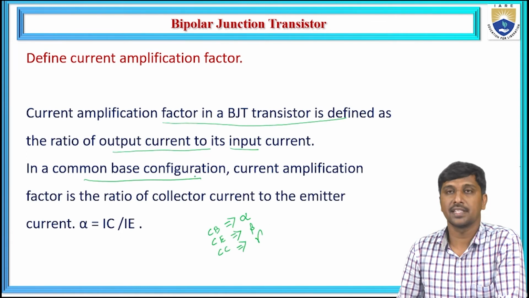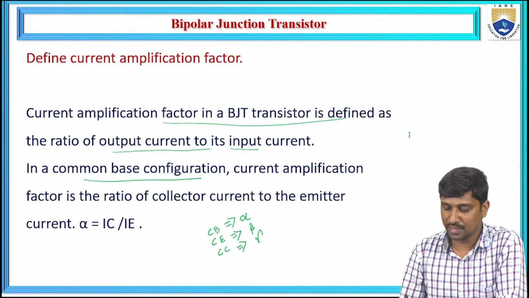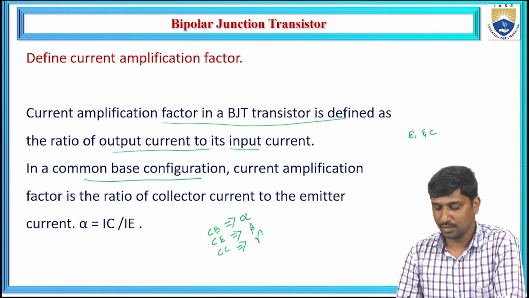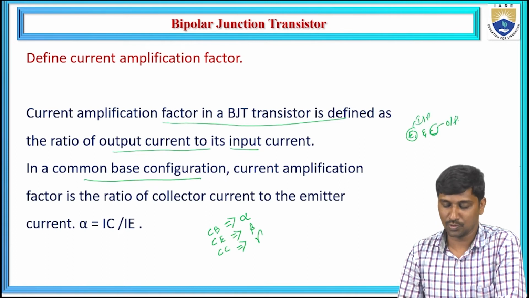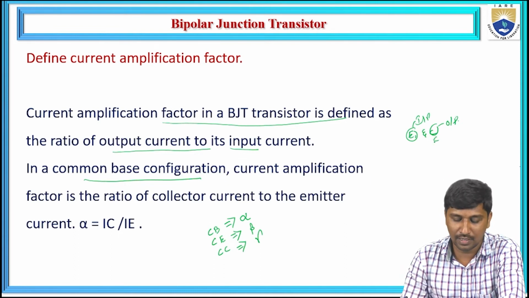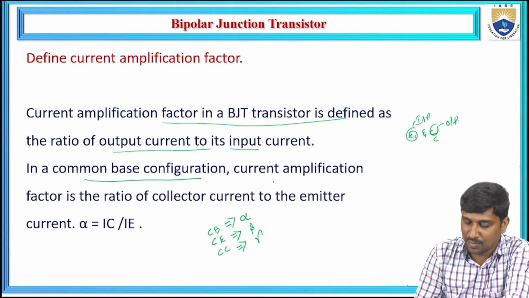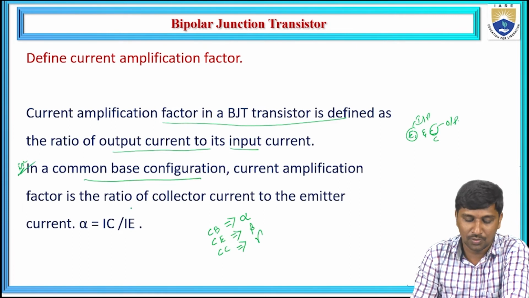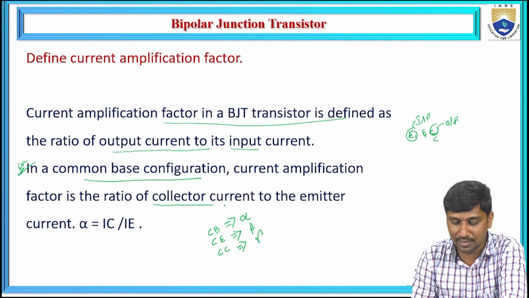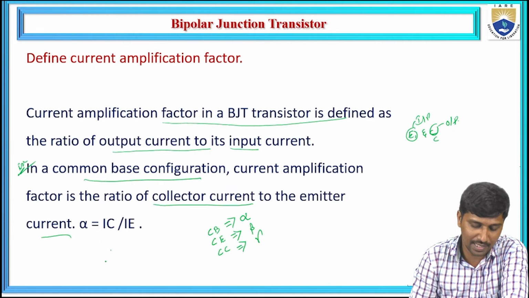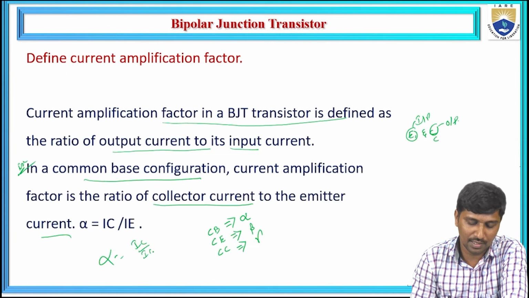In a common base configuration, the base is common, so the remaining two terminals are emitter and collector. Base is common, so the emitter is taken as the input and the collector is taken as the output. So it is a ratio of the output current, the collector current, to the emitter current. That defines the amplification factor for common base. Hence alpha is equal to IC by IE.